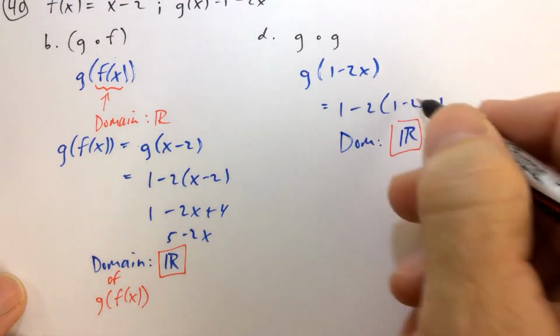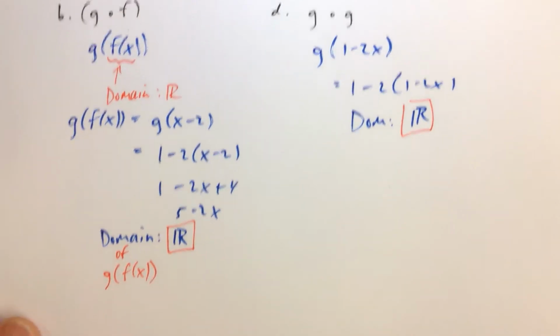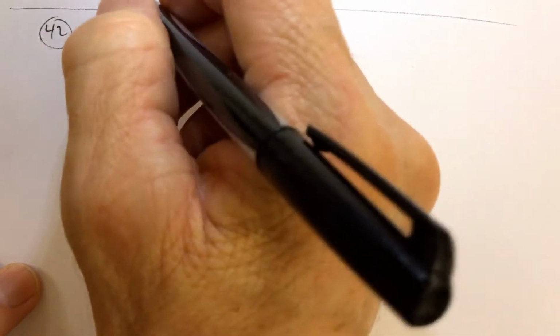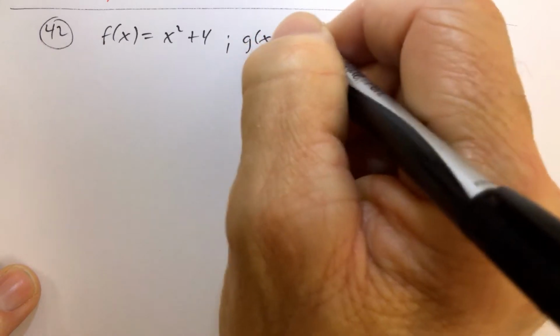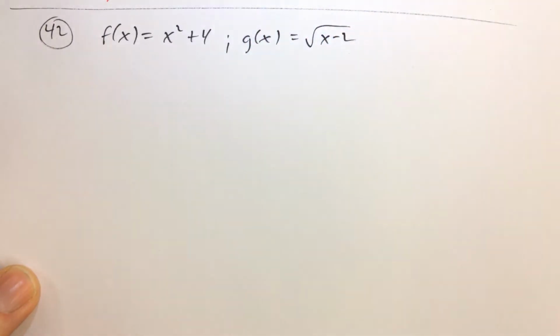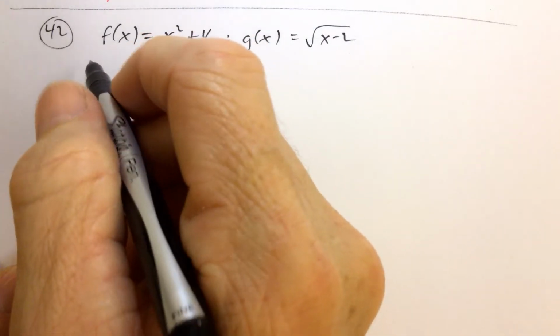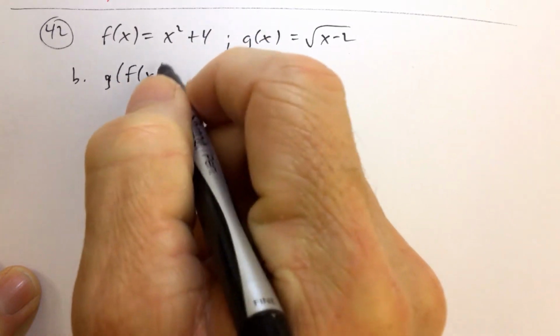So we don't really need to simplify that. We can see it's a polynomial function. Anyway, let's scoot on down to number 42. Now, 42, we get one function that's a polynomial. F of x equals x squared plus 4. And then we have g of x is the function square root of x minus 2. And we're asked again for part B to find the domain of g of f of x.